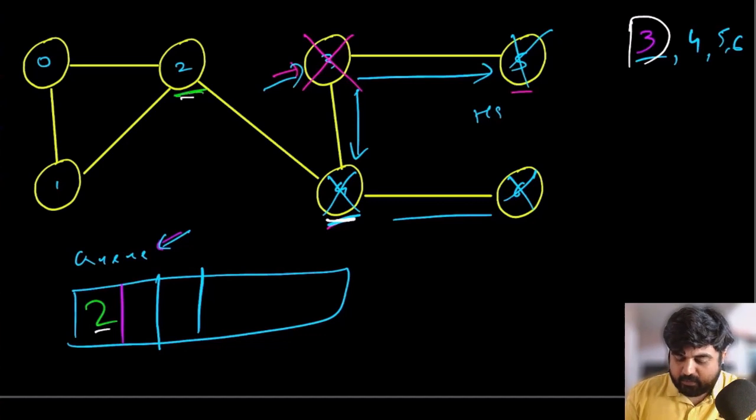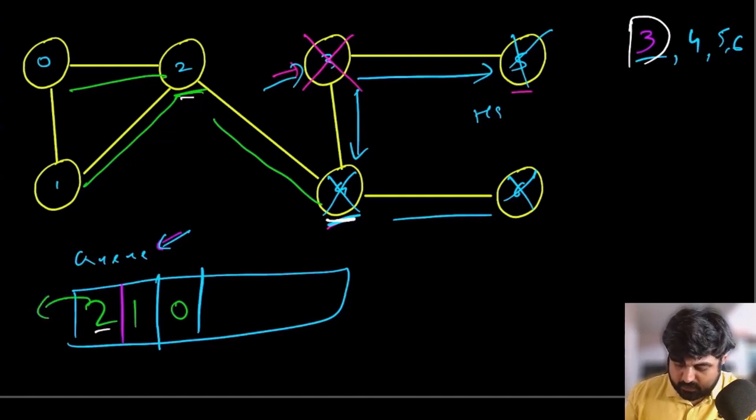For this value number 2, first, neighbor 4 is already visited, no need to visit. Neighbor 1 not visited, so add it over here. Neighbor 0 not visited, so add it over here. After visiting all the nodes, remove 2. So 2 has been removed. Now 2 has been added over here, and then again repeat the same process and also mark 2 as visited. Again repeat the same process for 1 and 0.